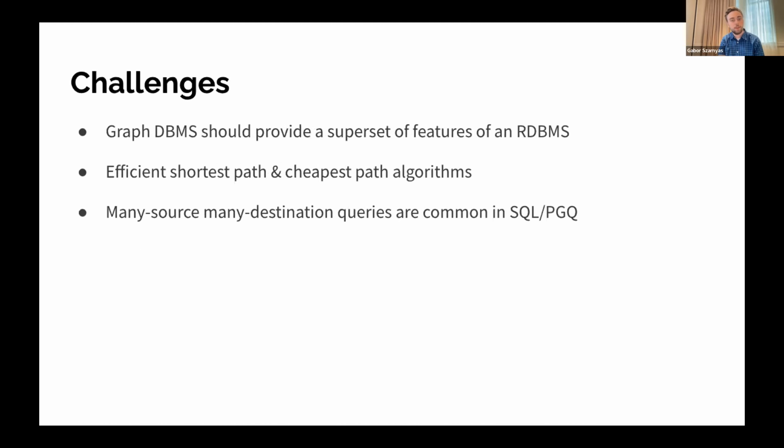There were some challenges: a graph database management system should provide a superset of the features. So we had to build on top. We built this on top of a relational database management system. We needed efficient shortest path and cheapest path algorithms, and in the case of SQL PGQ, it's common to have many sources to many destinations queries, which is important for the algorithms we selected.